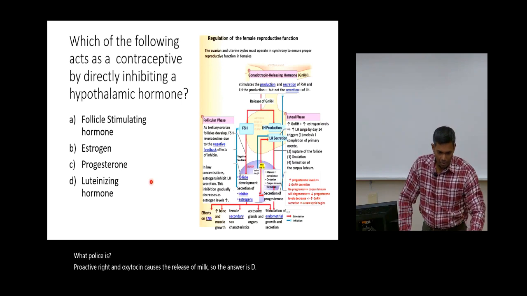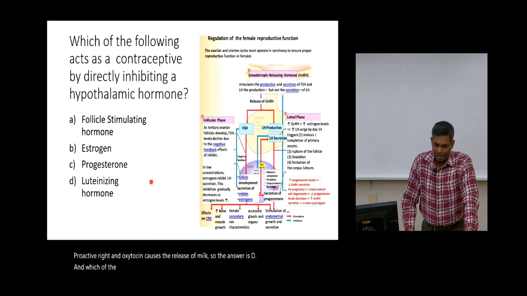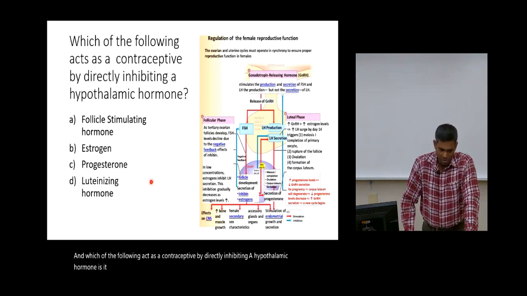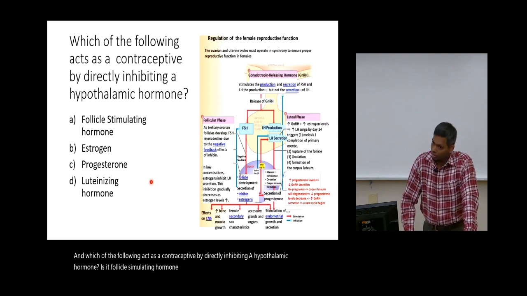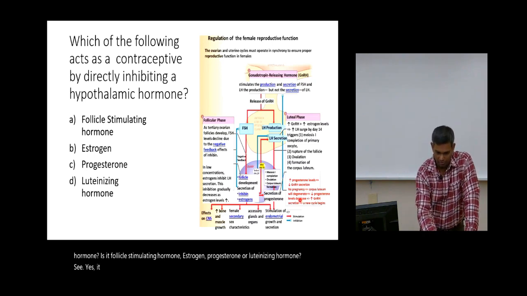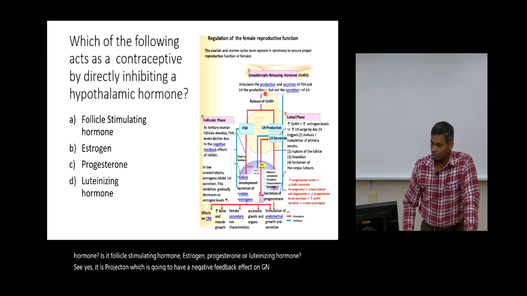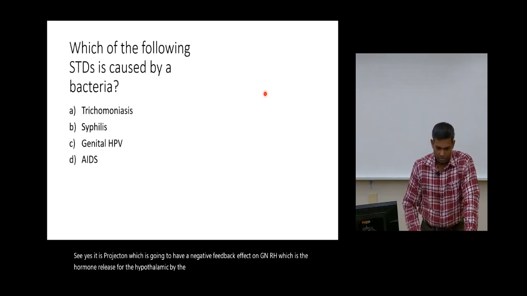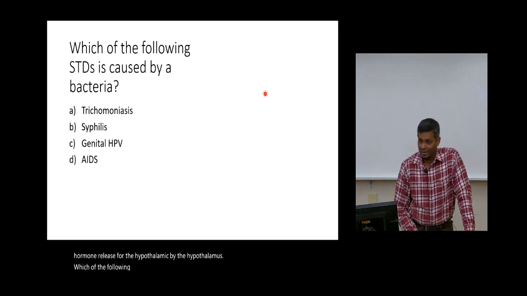And which of the following act as a contraceptive by directly inhibiting a hypothalamic hormone? Is it follicle stimulating hormone, estrogen, progesterone, or luteinizing hormone? C, yes, it is progesterone, which is going to have a negative feedback effect on GnRH, which is the hormone released by the hypothalamus.